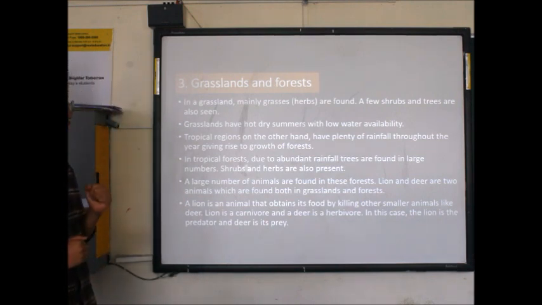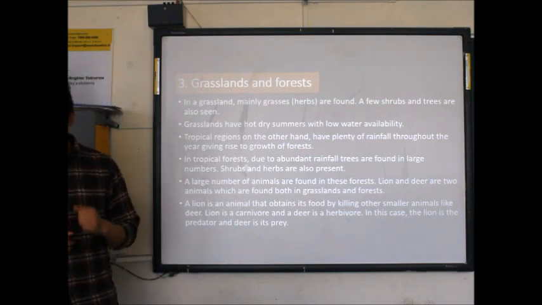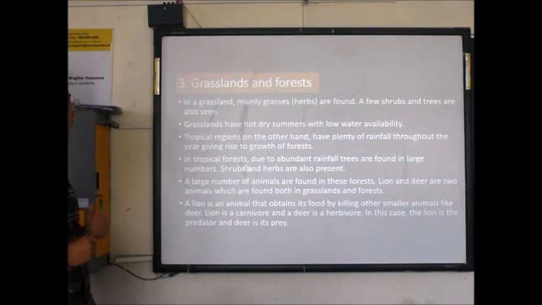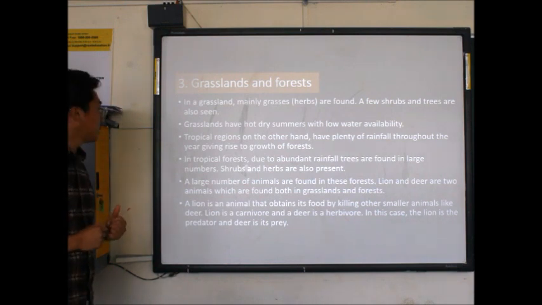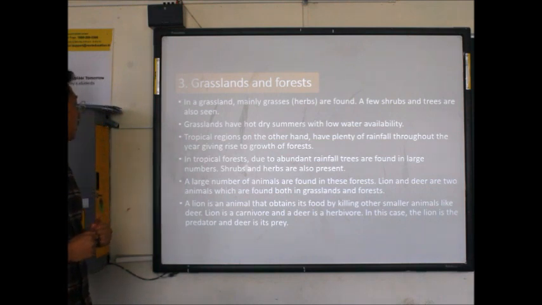Grassland have hot dry summer with low water availability. So in the grassland, there is hot summer but less water, so there is less rainfall. Tropical regions, on the other hand, have plenty of rainfall throughout the year, giving rise to growth of forest.